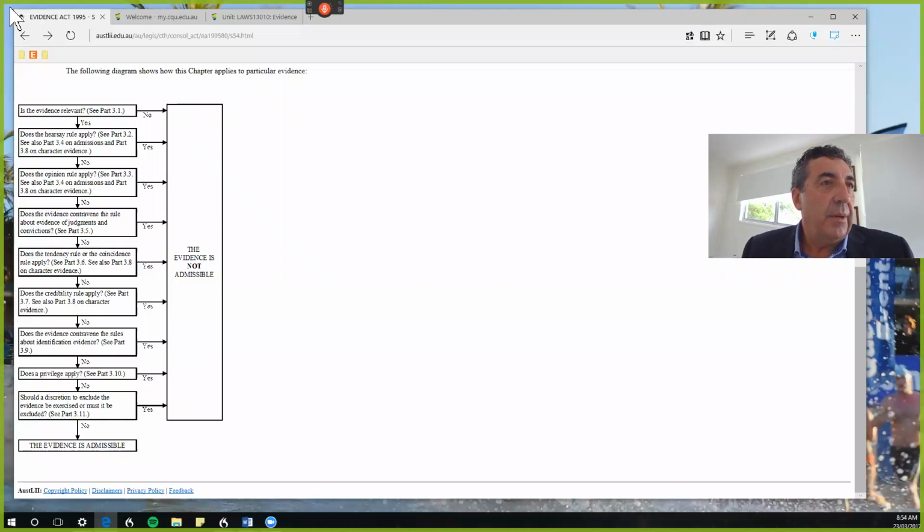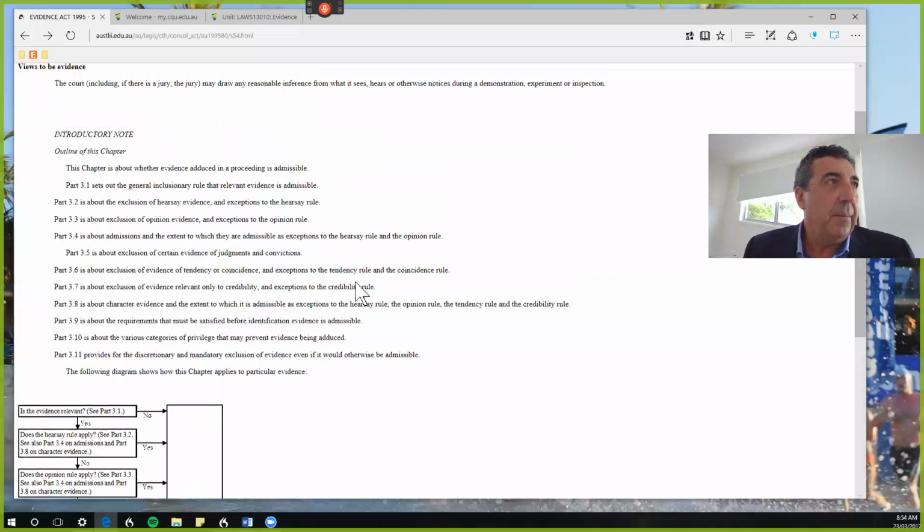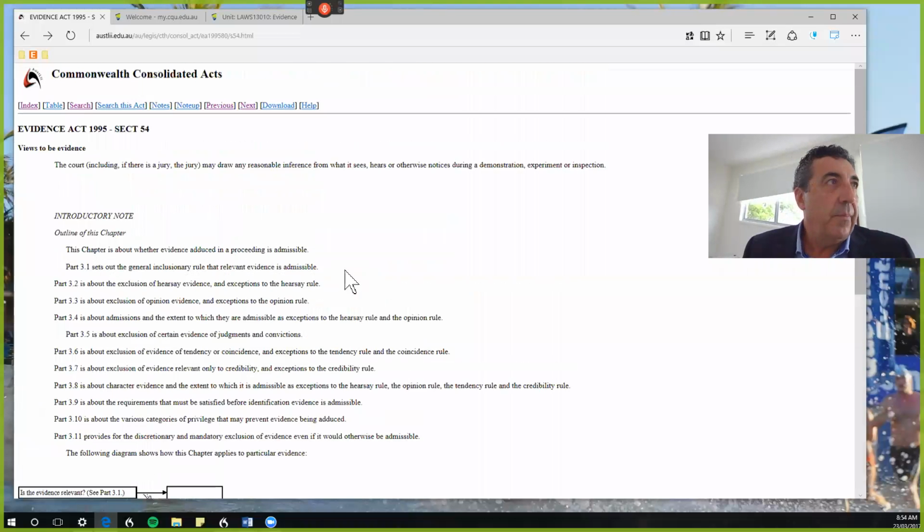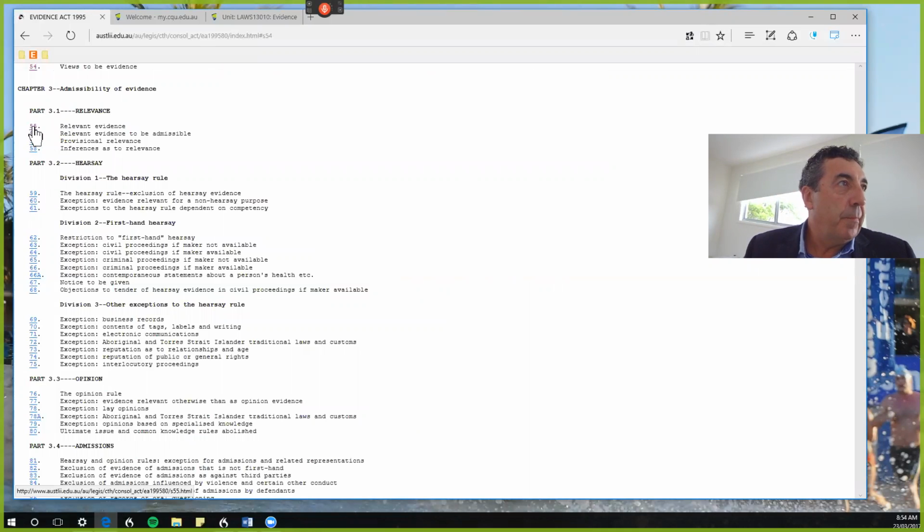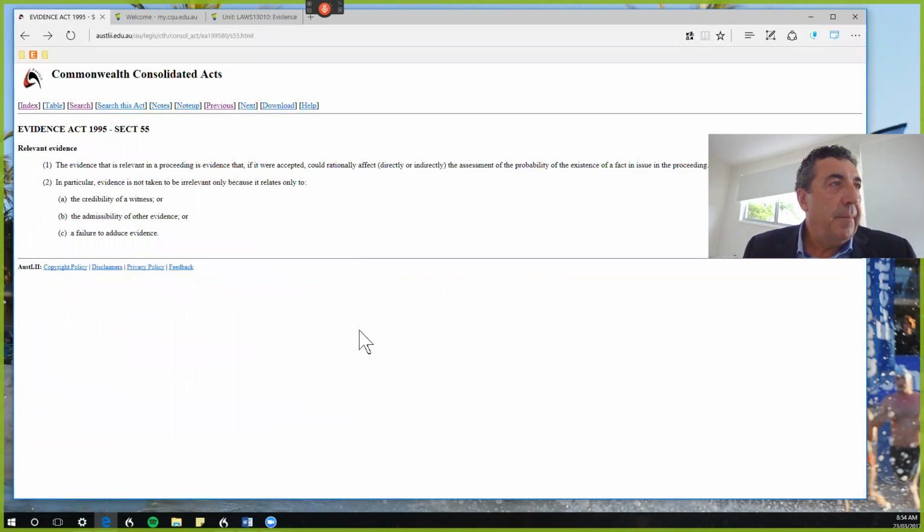So what we want is section 55 of the Act. The evidence that is relevant in a proceeding is evidence that, if it were accepted, could rationally affect, directly or indirectly, the assessment of the probability of the existence of a fact in issue in the proceeding. Well, let's break that down.